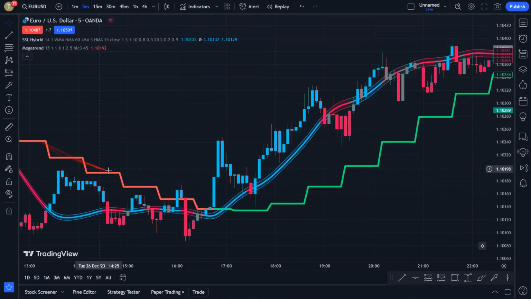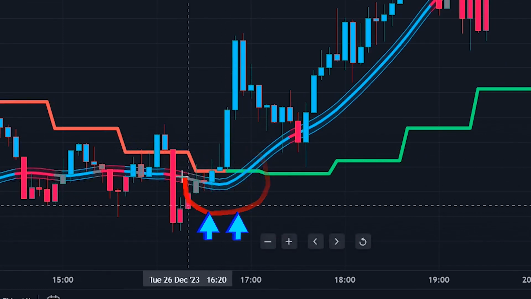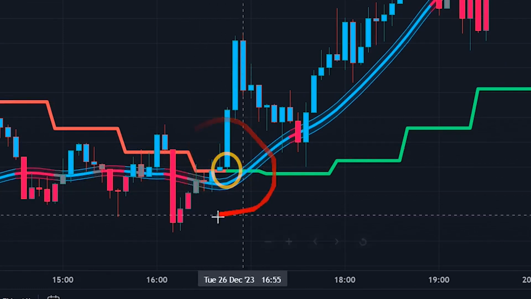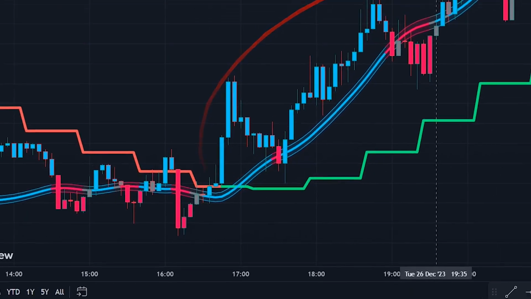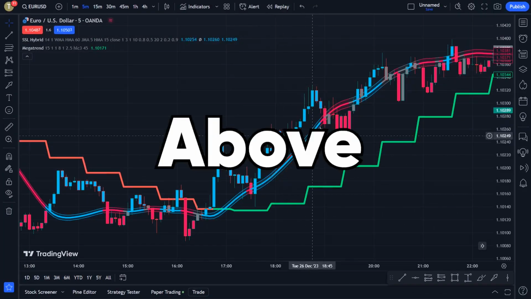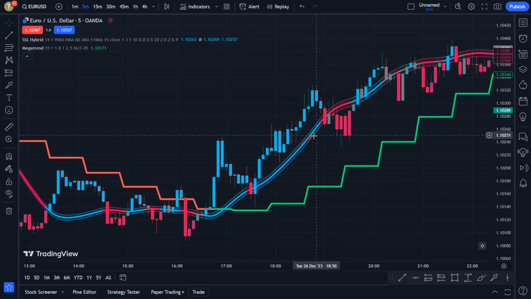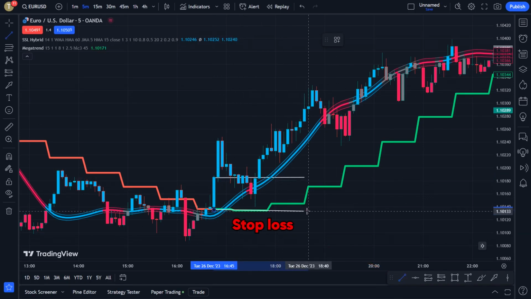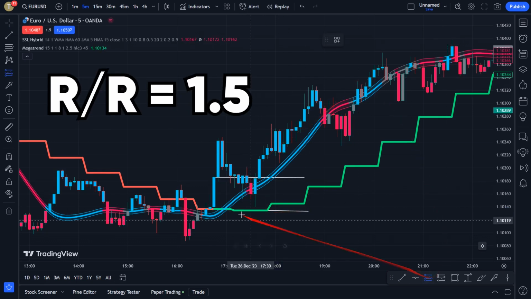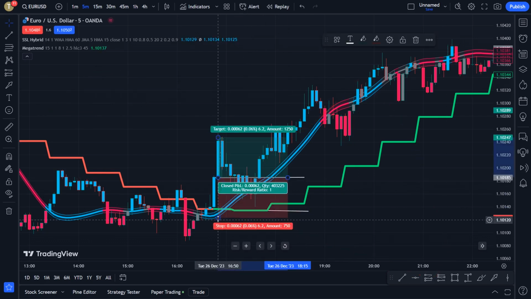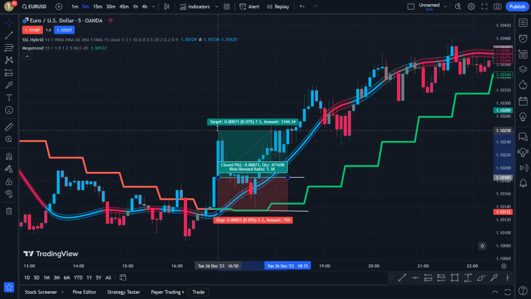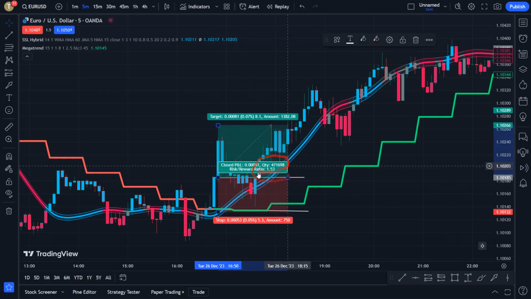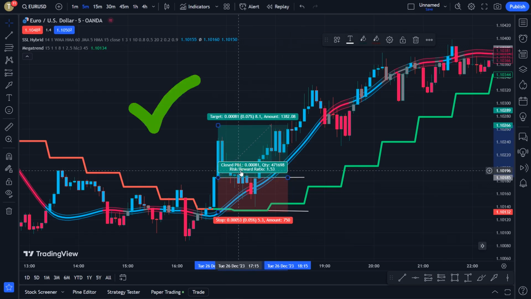Now it's enough to look for the points on the chart where the mega trend indicator has changed color from red to green. This happened here and the candles are blue and above the SSL average line. At this point, we enter the trade. Set your stop loss on the mega trend line and risk to reward ratio will be 1 to 1.5. As you can see, the trade was closed with profit.